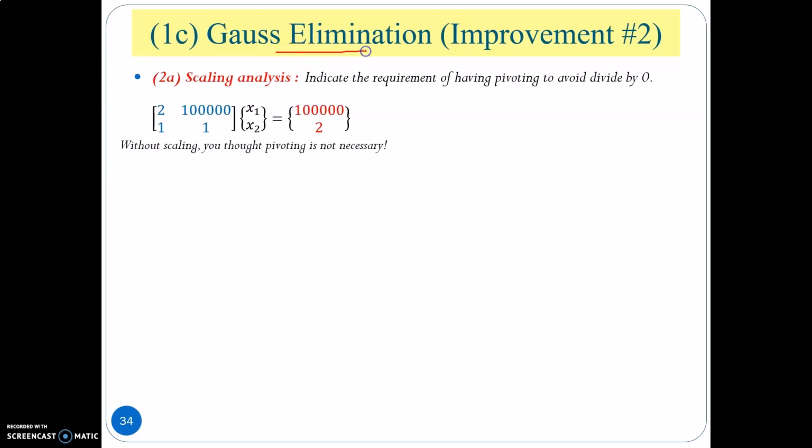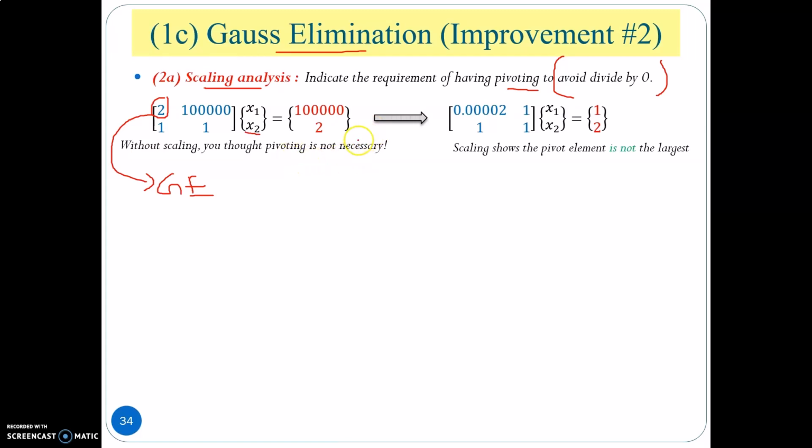In general, we can improve the naive Gauss elimination by using the pivoting strategy. So we have to perform the scaling to identify whether we need the pivoting or not, to avoid the divide by 0 issue. If we want to solve the unknown x1, x2 by using the Gaussian elimination method, if we look at the pivot element here, it is equal to 2. So you thought the pivoting is not necessary because you are not dividing by 0. However, this is not true.